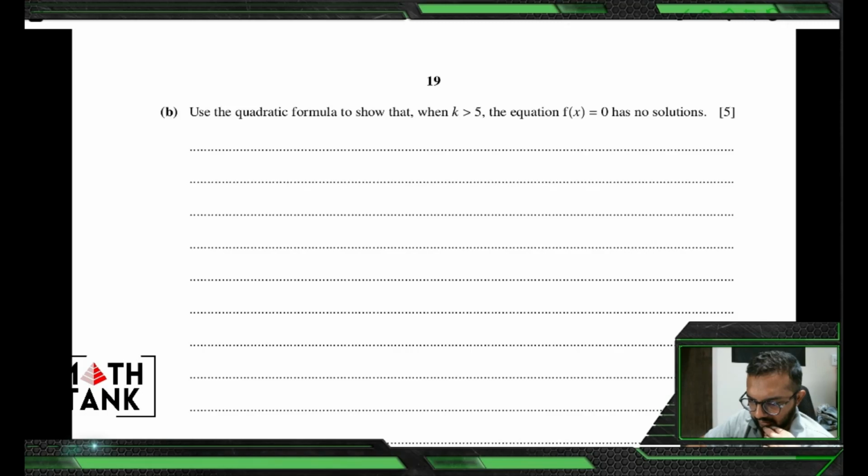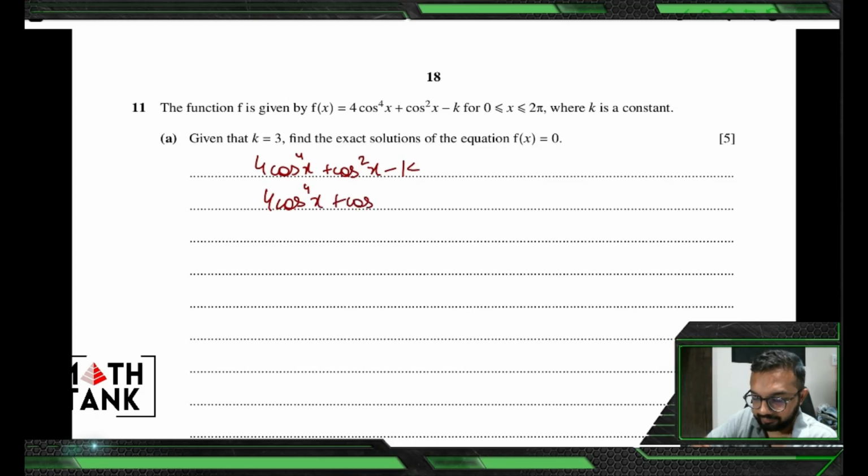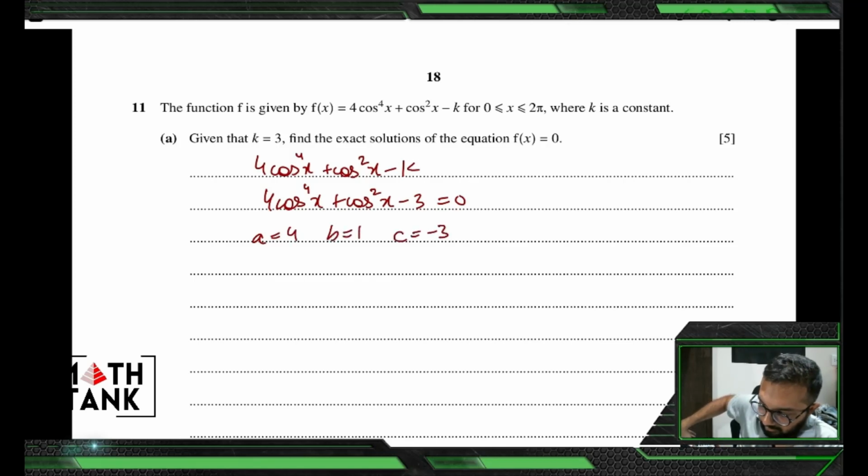Okay, that's where the confusion is. Let's quickly then do both parts. The function f is given by 4 cos squared x plus cos x minus k, when k equals 3. So a is 4, b is 1, c is minus 3. So b squared minus 4ac.